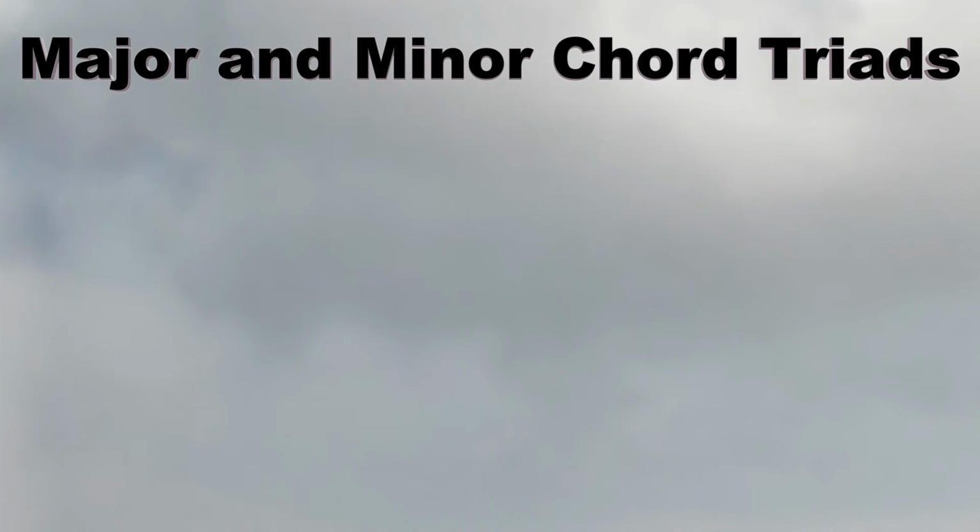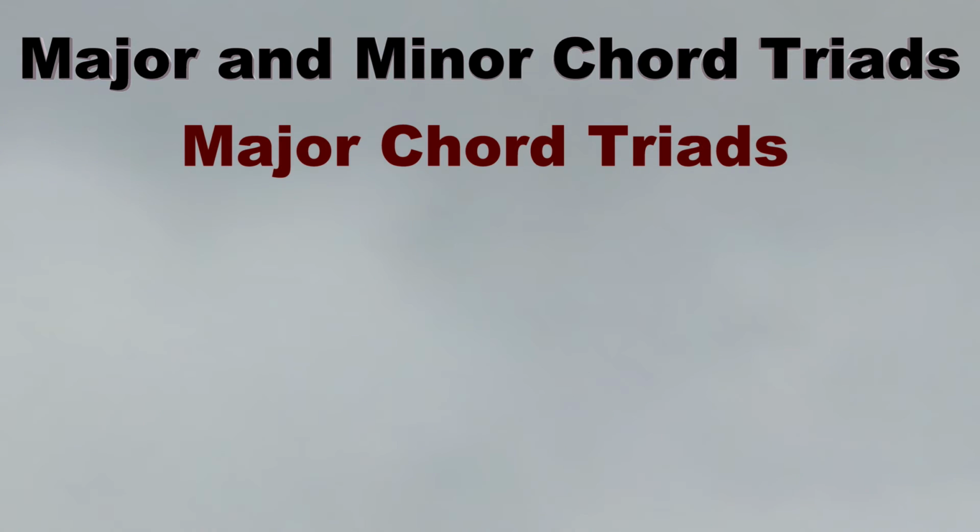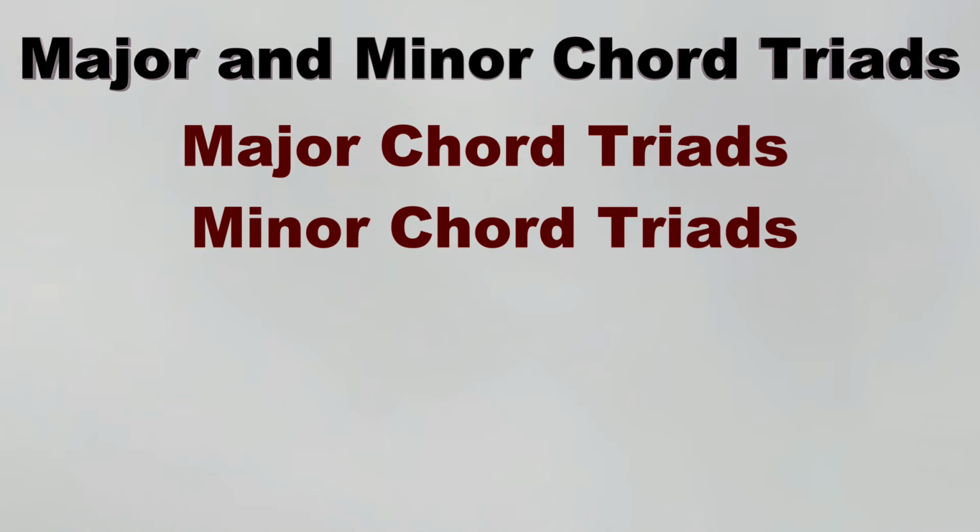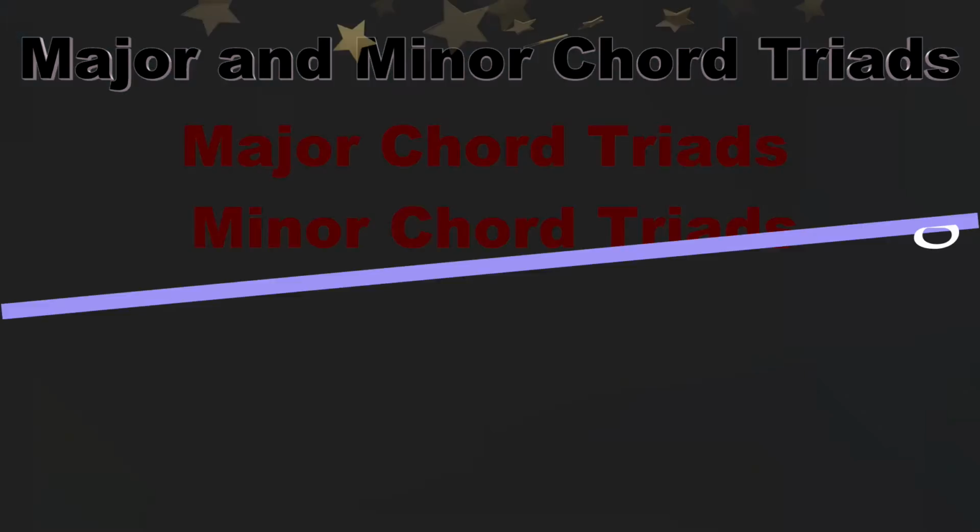So we just looked at 2 types of chord triads. One's a major triad, the other one's a minor triad. A major triad is made up of a major third interval with a minor third interval stacked on top of it. A minor triad is made up of a minor third interval with a major third interval stacked on top of it.